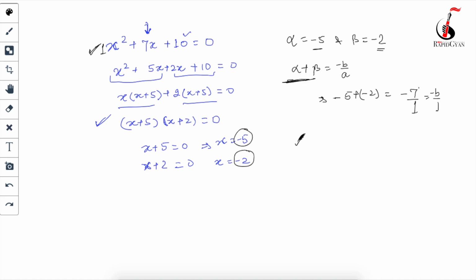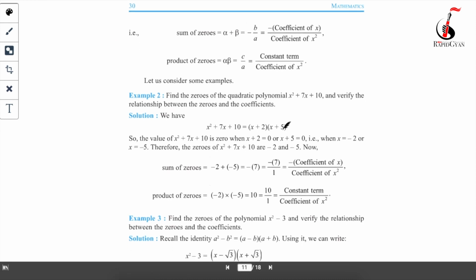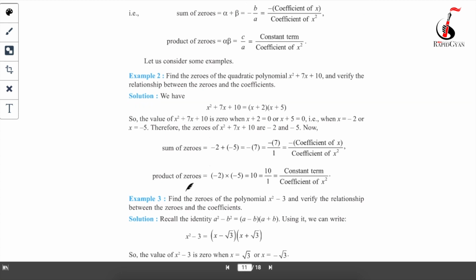What is the next thing? Product. So alpha into beta is minus 5 times minus 2, which is equal to plus 10, which is nothing but c upon a. C is plus 10 and a is 1. So this is what you will have to do in this question. To verify the relationship between zeros and the coefficients, you will have to find the sum of the zeros and the product of the zeros. Understood guys? So in this way we solve this example 2.